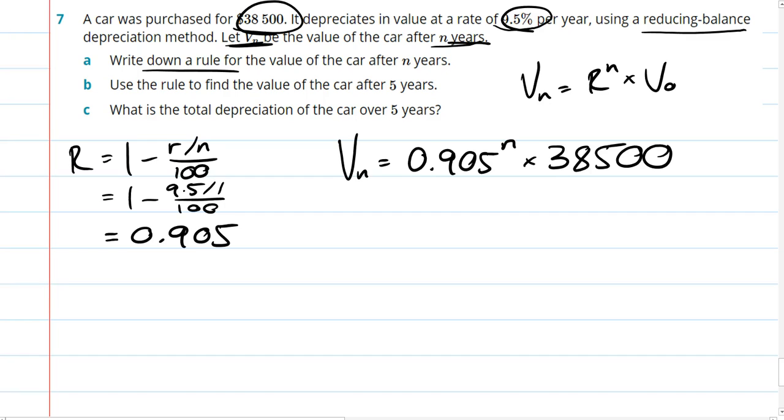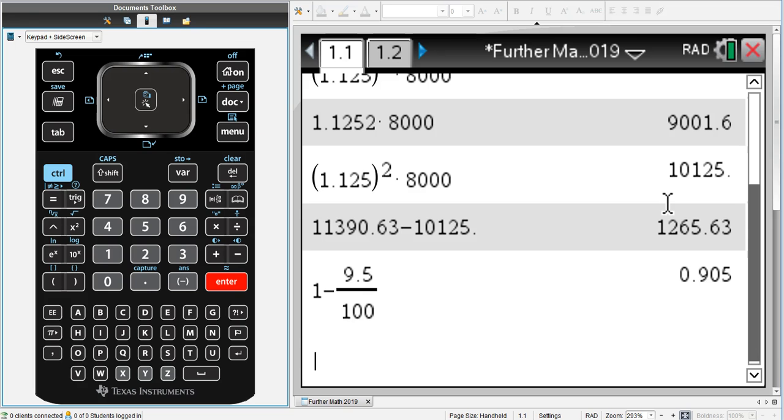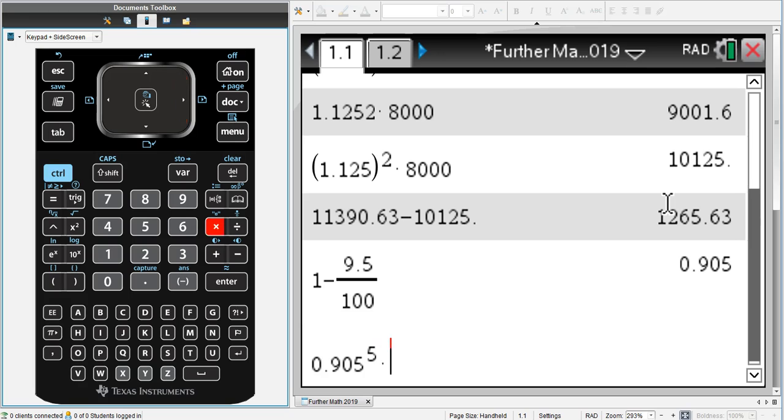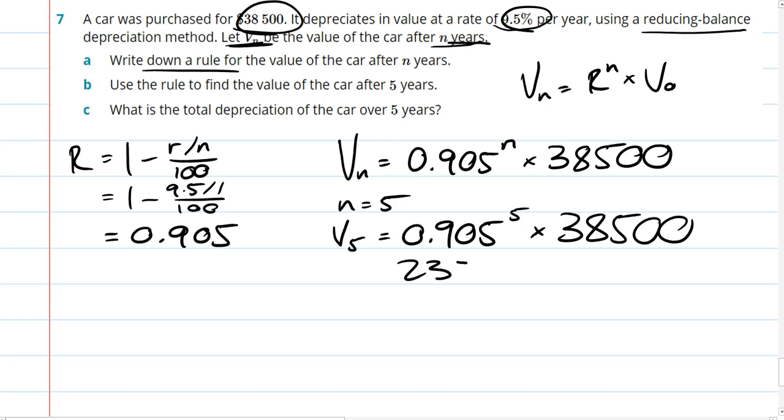Use the rule to find the value of the car after 5 years. So n equals 5. V5 is equal to 0.905 to the power of 5 times 38,500. Go to the calculator there. 0.905 to the power of 5 times 38,500. We'll go to the nearest cent again: 23,372.42 is V5.